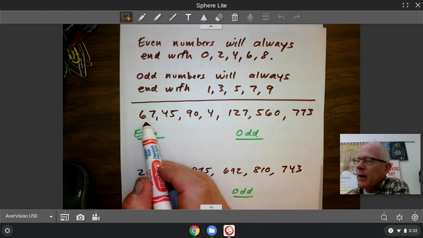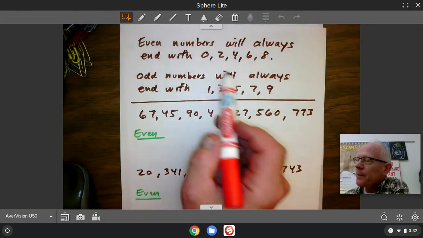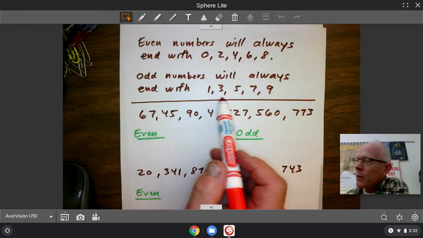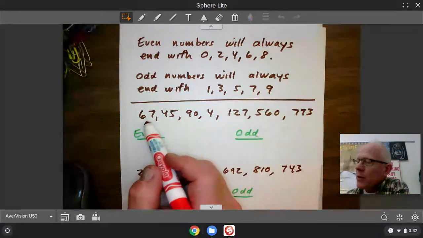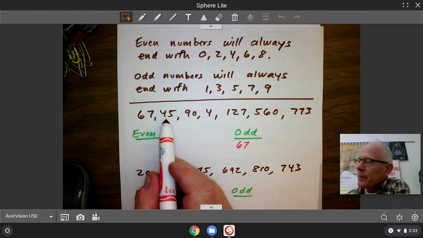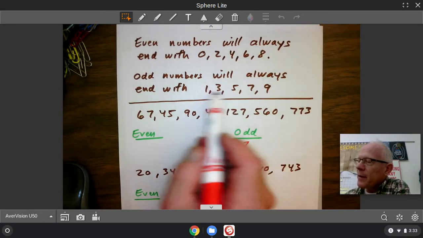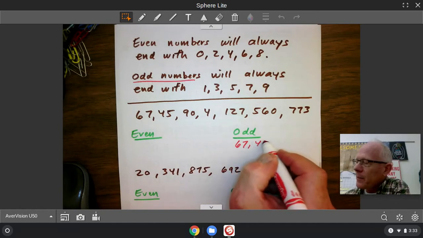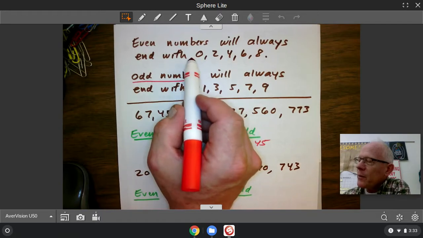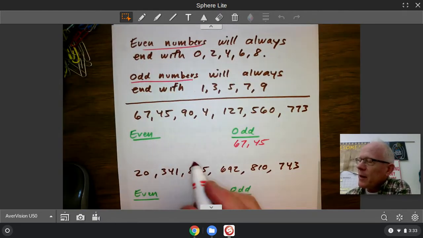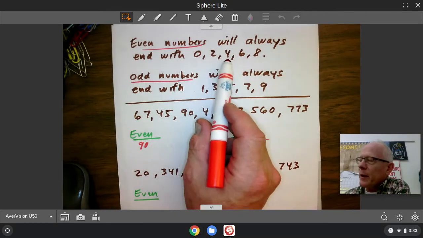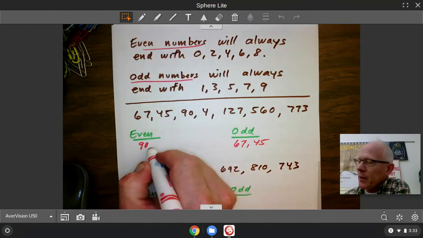67. Is 67 odd or even? Well, you look up here. Does the number end with a 0, 2, 4, 6, 8 or 1, 3, 5, 7? It ends with a 7, right? So that means this is an odd number. I'm going to write it there. 45. It ends with a 5. That means it's an odd number. 90. Well, 90 ends with a 0. So that means it's an even number. 4. 4 ends here, so that means it's an even number.